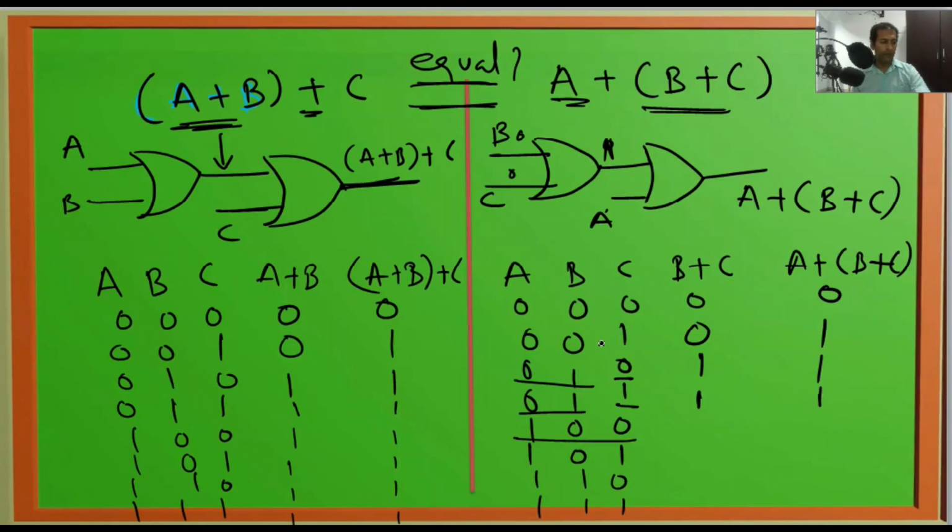Next 1, 0, 0. So 1, 0, 0. Sorry, here we are getting 0, 1. 0, 1 is nothing but 1. So here the 1, 0, output will be 1. And so on, we will get all 1s. So this output is same as this output. So we can say both of them are equal. So this is for the first law for addition or OR gate.